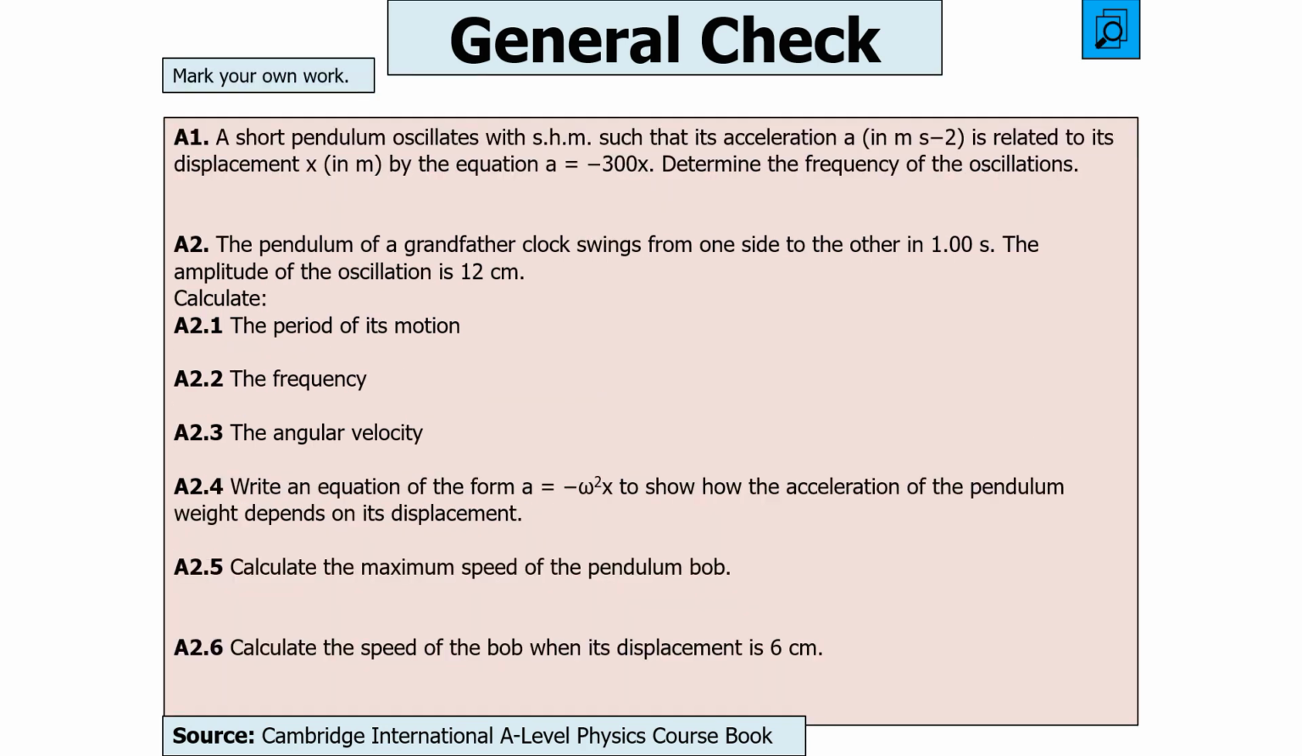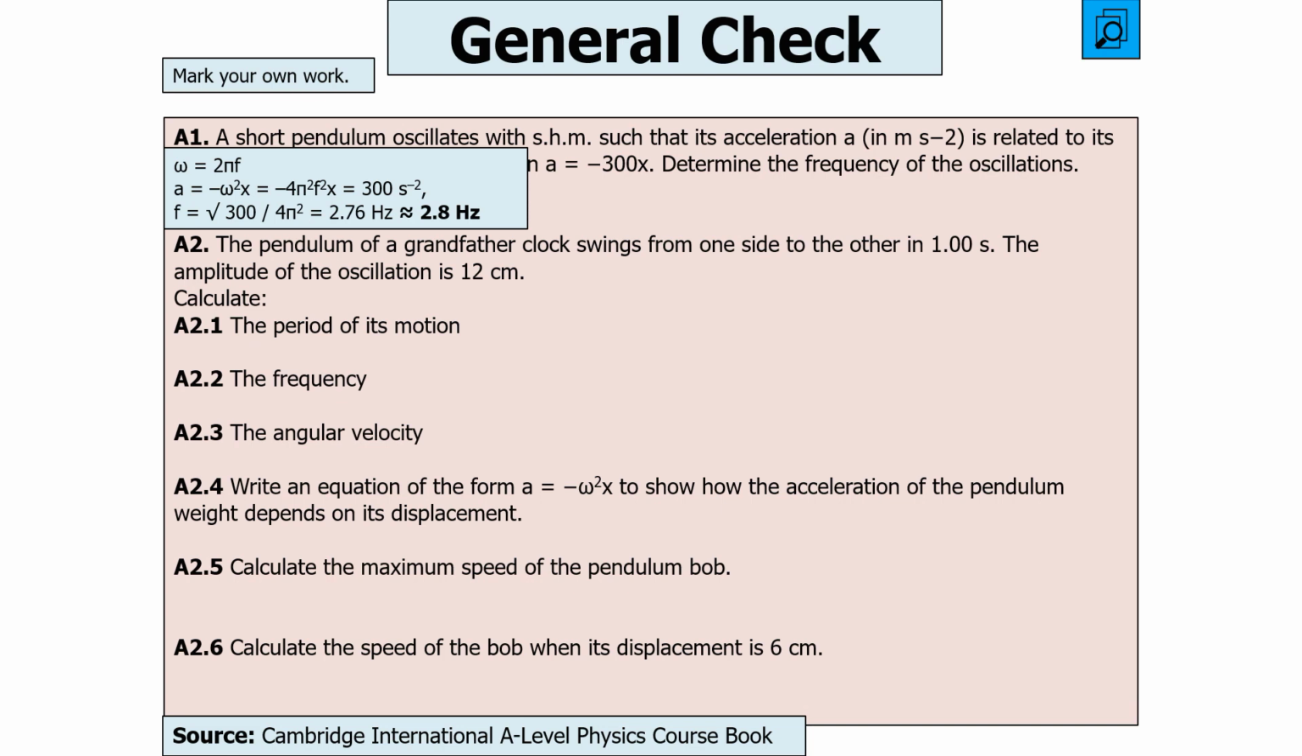Right, so we know for simple harmonic motion a equals minus omega squared x. So we can say minus 300 is equal to minus omega squared x. The x's will cancel through, so omega, which is 2 pi f, is going to be equal to the square root of 300. So f is the square root of 300 divided by 4 pi squared, so we get 2.8 hertz.